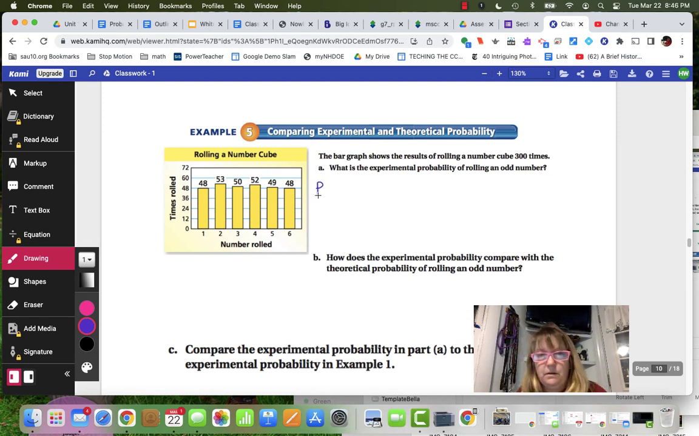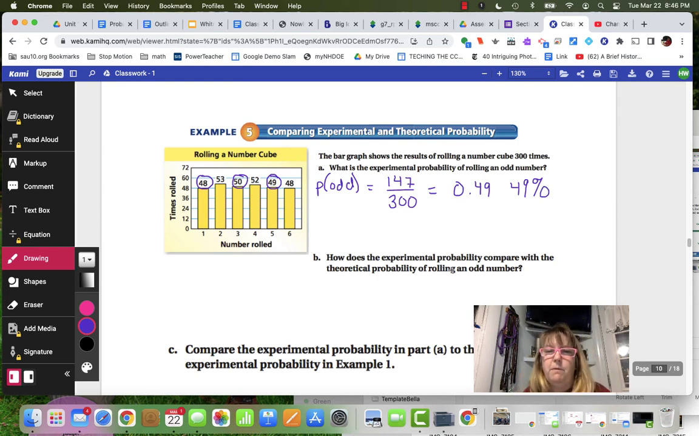So the P of odd number is equal to 300 because we rolled it 300 times. And odd numbers were rolled 46 plus 50 plus 51 or 49 because those are our 3 odd numbers. And if I add up all of those numbers together, I get 147. And if I divide that, I would get 49 hundredths. And if I converted that to a percentage, that would be 49%.